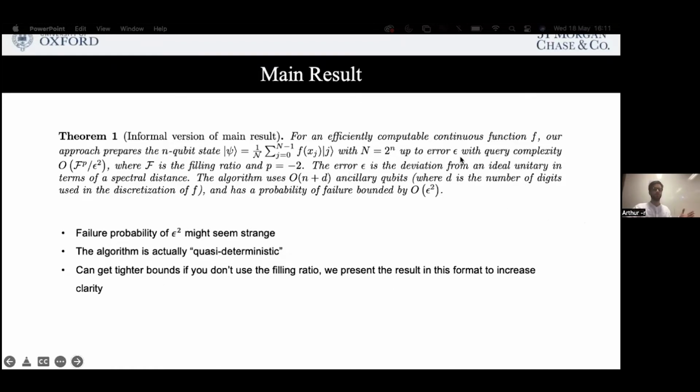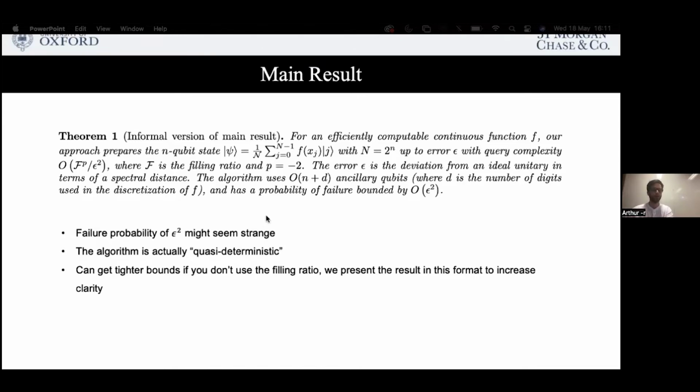Okay, so basically for an efficiently computable continuous function f, our approach prepares the n-qubit state corresponding to the pointwise encoding with the resolution equal to the number of qubits, up to an error epsilon, with query complexity given by the filling ratio to the power of -2 divided by the square of the desired error. Here the error is defined as the fidelity of the state relative to the ideal state, or equivalently, the deviation of the unitary that we implement from the exact ideal unitary, the spectral norm of the difference. The algorithm uses a linear number of ancillary qubits and has a probability of failure bounded by the error squared.